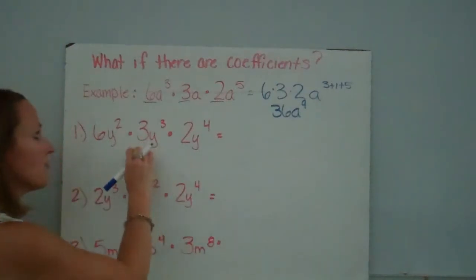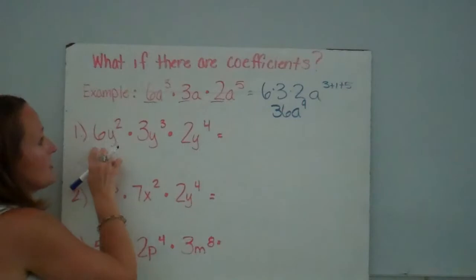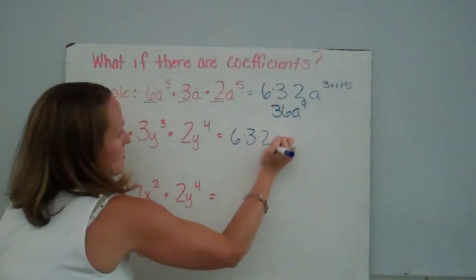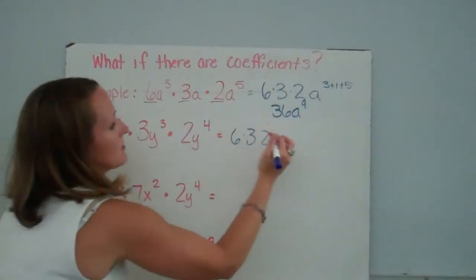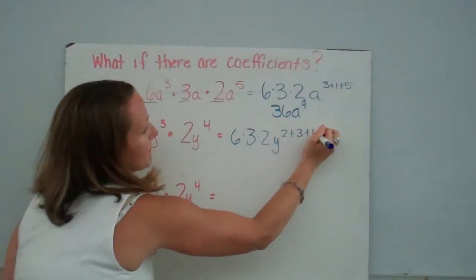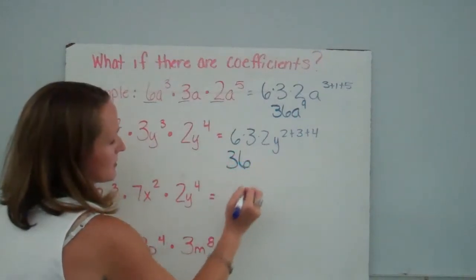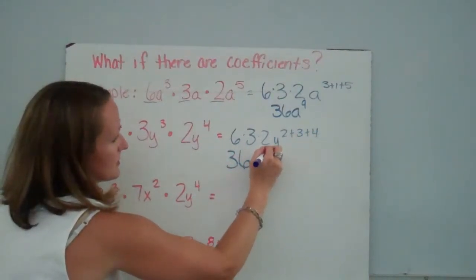Okay, let's do a few more with a coefficient in front of it. Here, once again, I have my 6 times 3 times 2. Then I have y to the 2nd, y to the 3rd, and y to the 4th. So I have 36, y, 2 plus 3 is 5, plus 4 is 9.